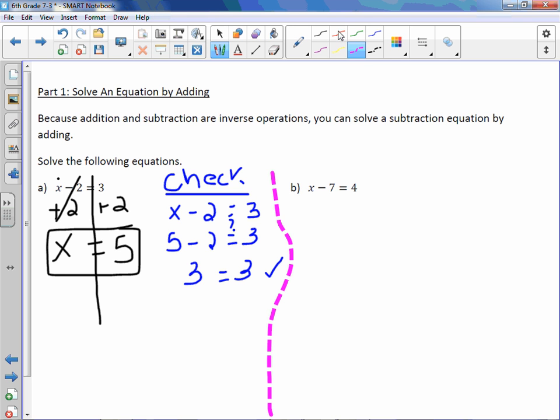I'm not going to do the check for every single example, but it's a good tool to use if you are unsure of your solution. Letter B, x minus 7 equals 4. Draw your line down the equal sign. Locate your variable. I have x minus 7. To get rid of minus 7, I'm going to add 7 to both sides. And the idea is that those two amounts equal 0. Bring down your x equals, and 4 plus 7 equals 11.